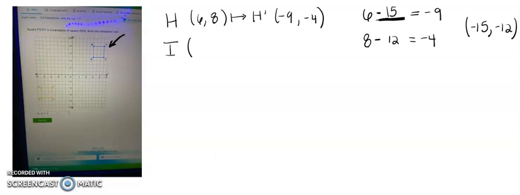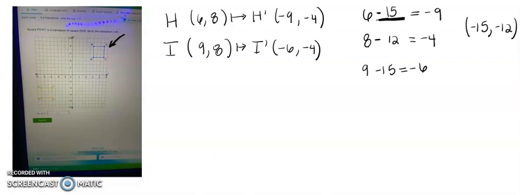So if I look at I, it's at (9, 8). And I prime is at (-6, -4). So what I'm going to do is use the rule I made up to see if that's correct. To get from 9 to -6, I have to subtract 15. So this rule still works. 9 minus 15 equals -6.